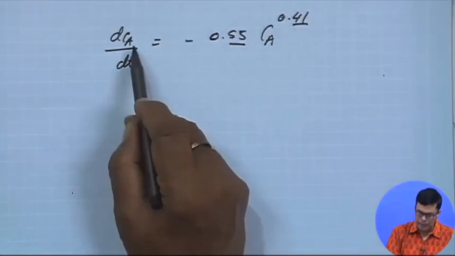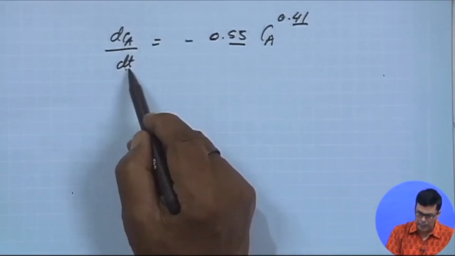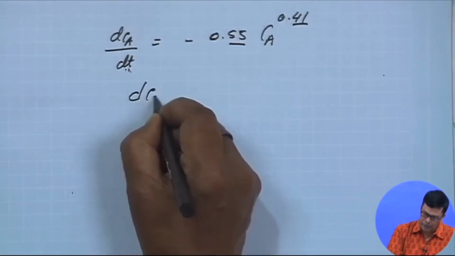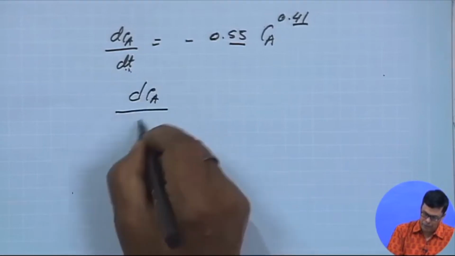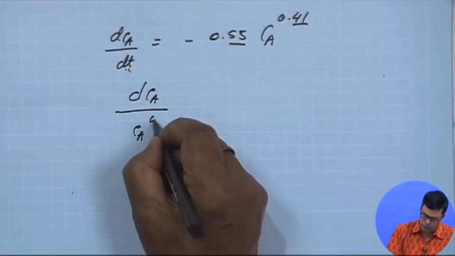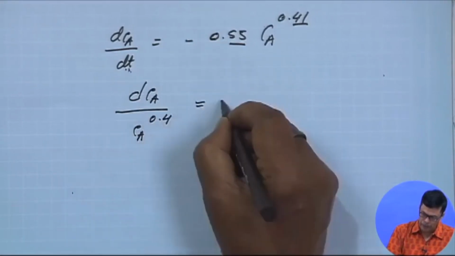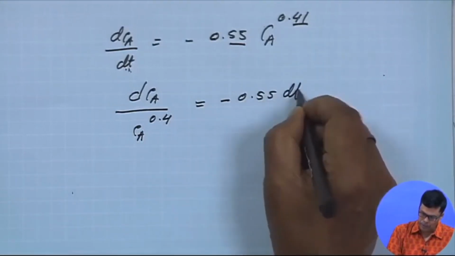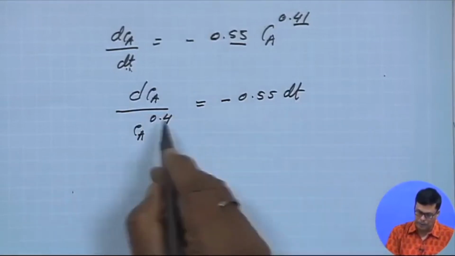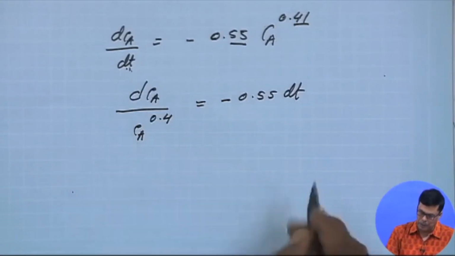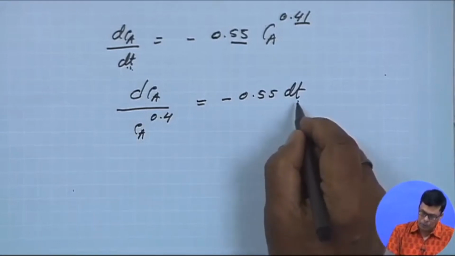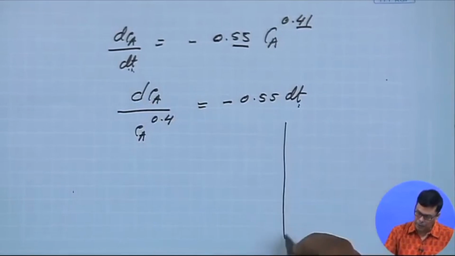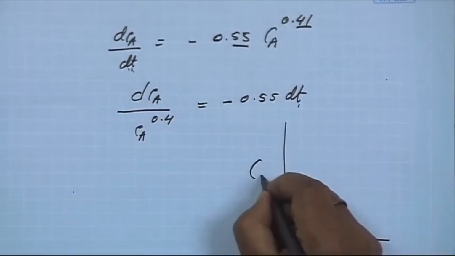Now here this is the correlation between Ca and t. So how can I write this equation? dCA by Ca to the power 0.41 is equal to minus 0.55 into dt. So you can easily find out the correlation between Ca and t. Now we can put the value at different times, and we can find out the value of Ca.